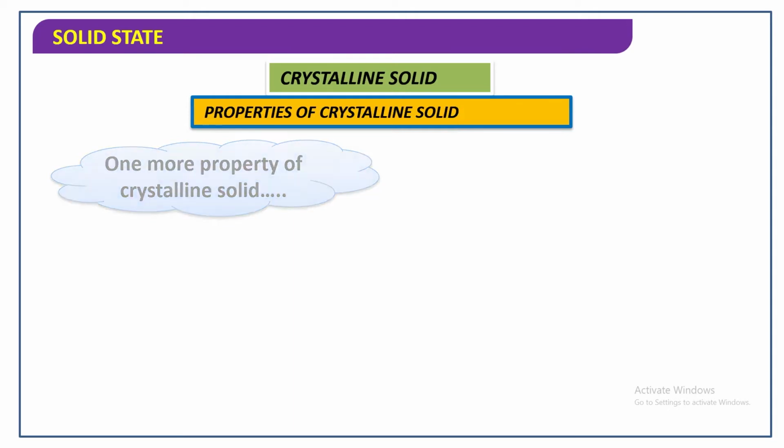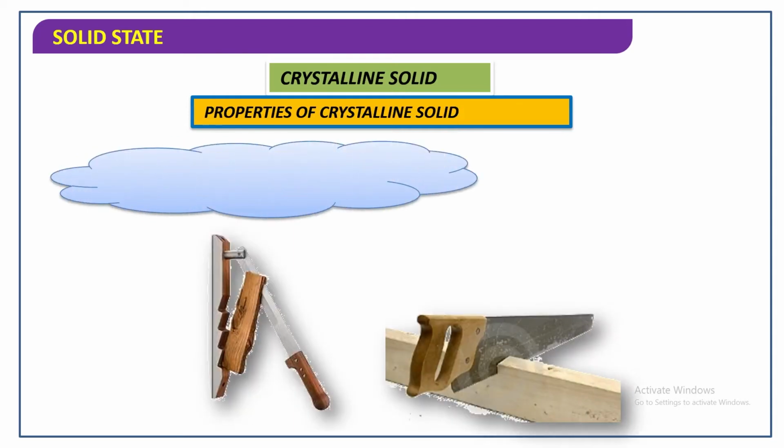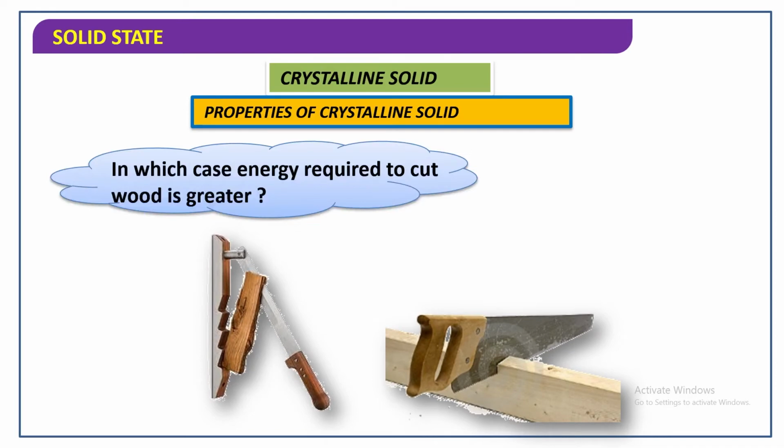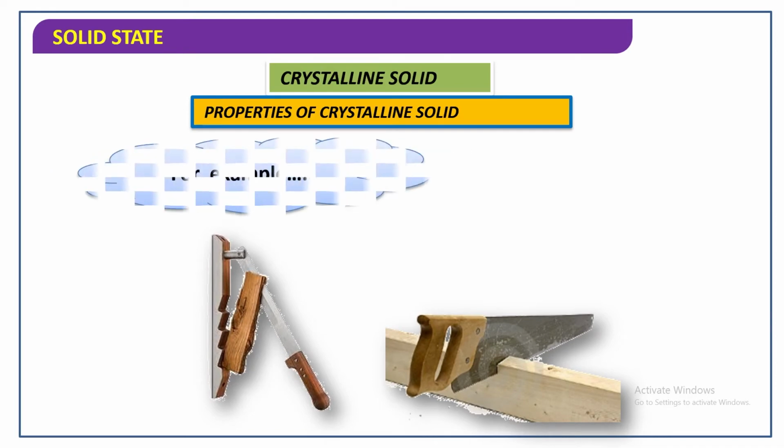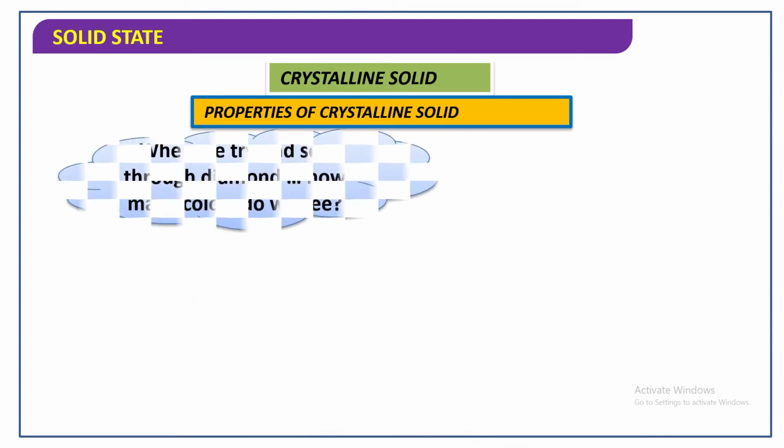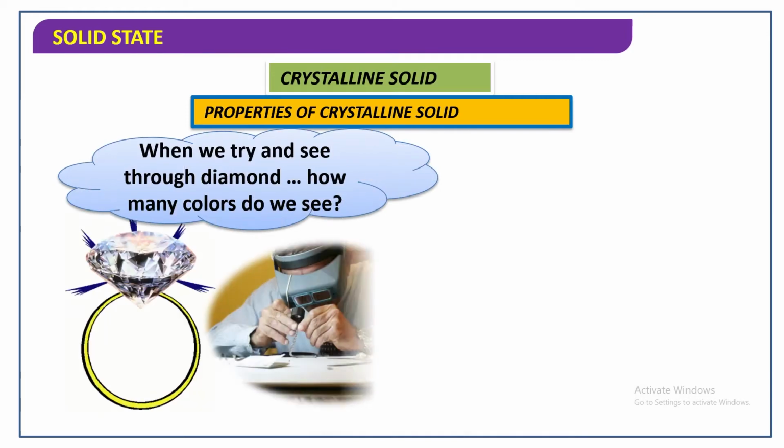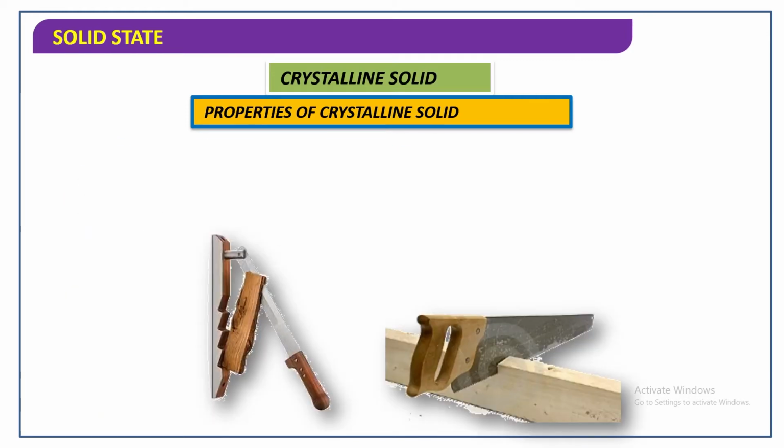So these solids give a clean cut. Means when you're cutting it, we will get a clean cut, not a rough surface. Just like if you cut wood, wherever you cut, it will give a rough surface. But if you break a diamond or sodium chloride into two parts, you will get an absolutely plain surface.